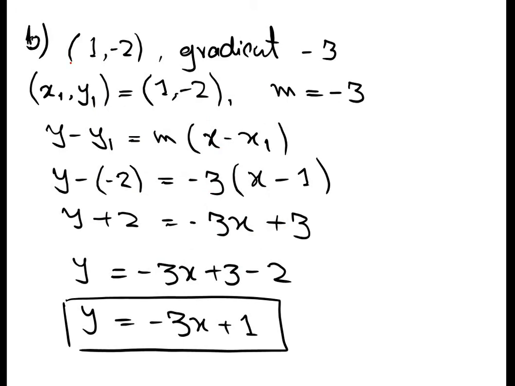Then we have the point given, and the gradient given. So you just put this in the formula, substitute the values and simplify it.